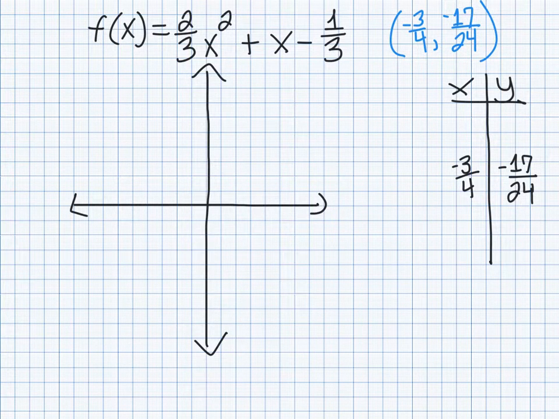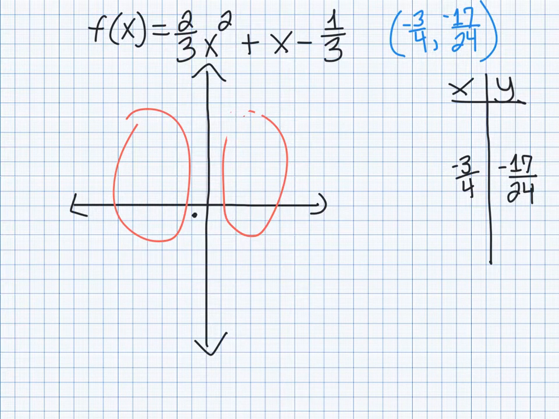So you want to just kind of ballpark it. In the x-axis, I want to go somewhat close to negative 1, but not quite there. And then negative 17/24 is a little more than half. So if I put a dot right here, it's not perfect, but it'll do for what we're doing. Now I want points on this side of the parabola and this side of the parabola. So that's what I'm going to do.